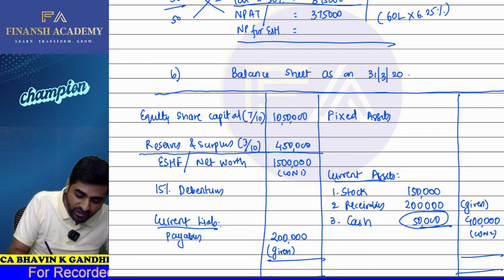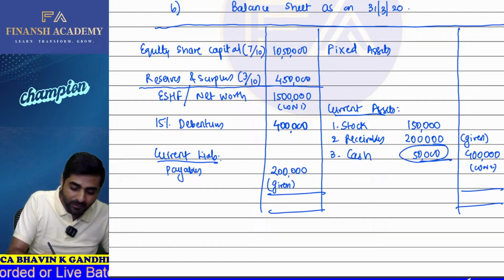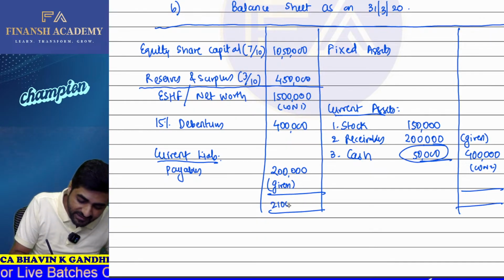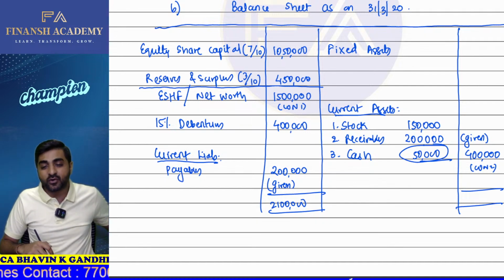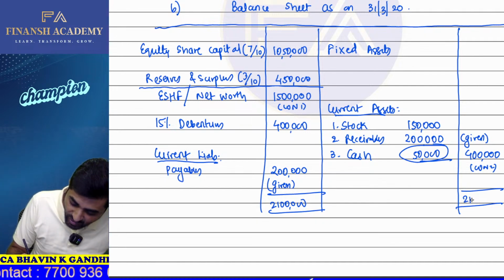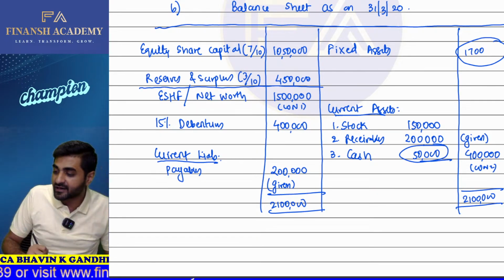And I hope my dear students have realized with the help of this, I know that now my total of liability side is 21 lakhs. And if my total of liability side is 21 lakhs, what is going to be my total of assets? That is also going to be 21 lakhs. And if this is 4 lakhs, can I say the fixed assets amount is going to be 17 lakhs?